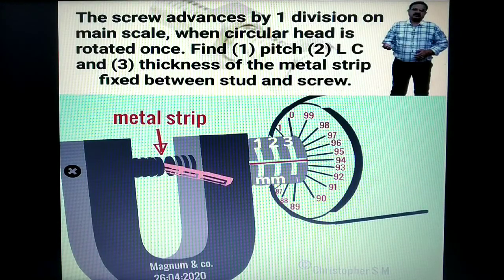Look at the figure. The screw advances by one division on the main scale when the circular head is rotated once in this instrument before fixing the metal strip. Now we have to find here the pitch, we have to find here the least count, and we have to find the thickness of the metal strip fixed between the stud and the screw.